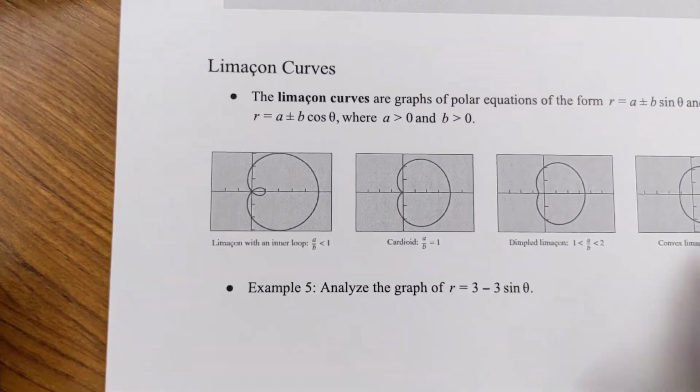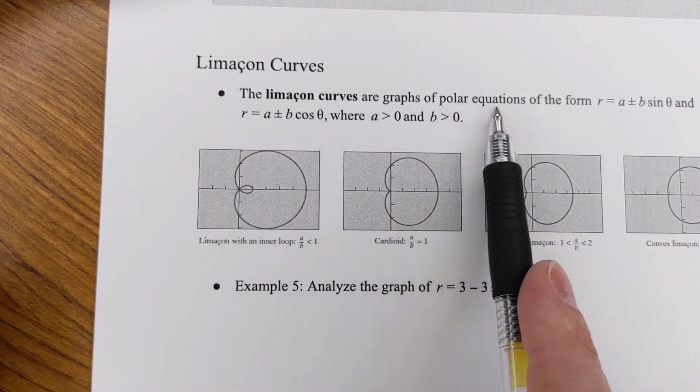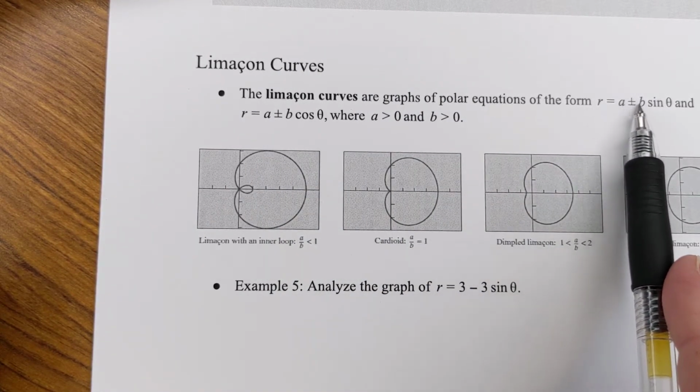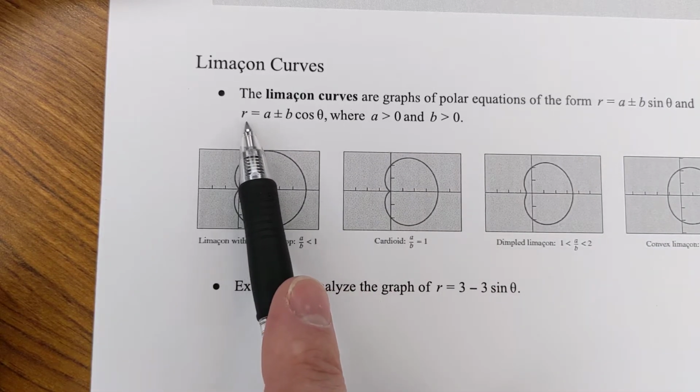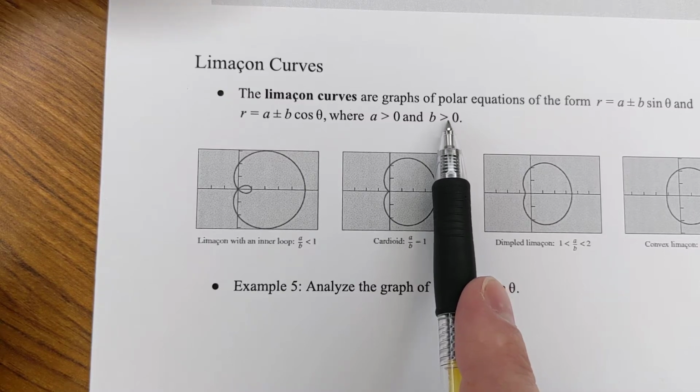Okay, the other type you have is referred to as a limacon. Limacon curves are graphs of polar equations in the form r equals a plus or minus b sine theta, or r equals a plus or minus b cos theta, where both a and b are more than 0.